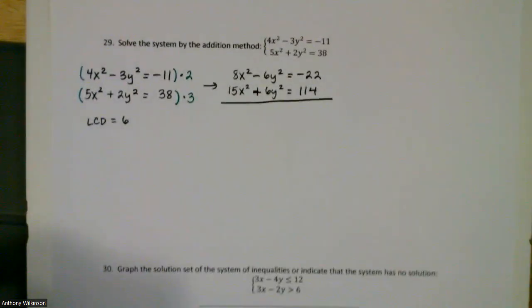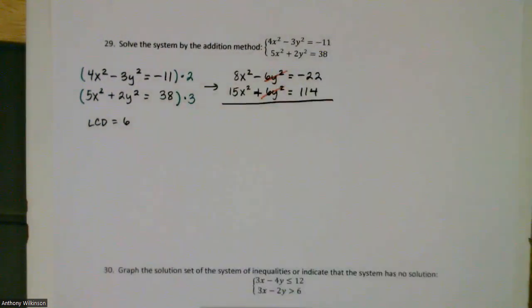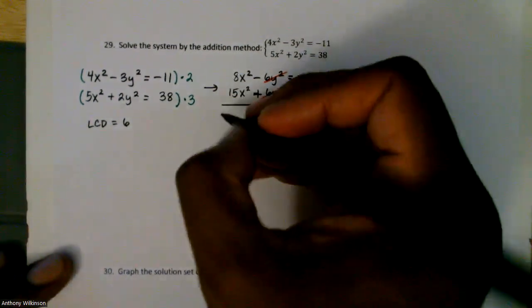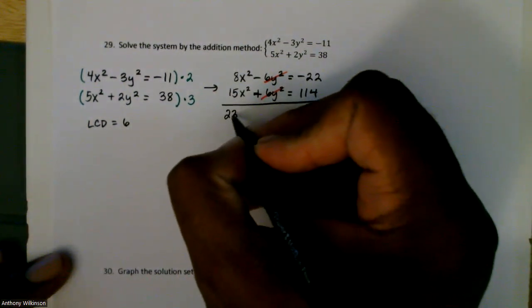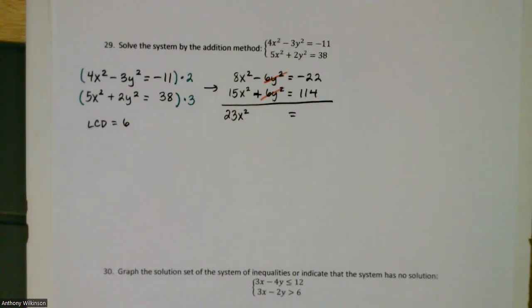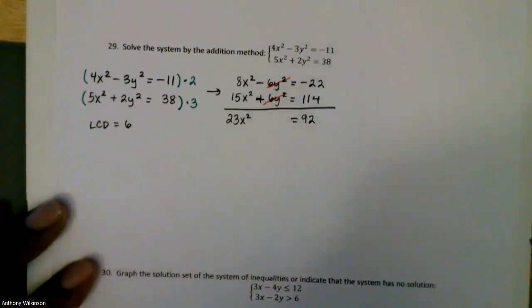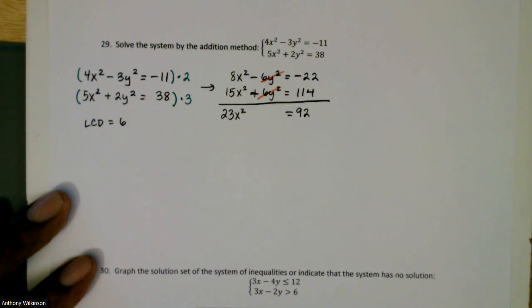Now we can add these two equations together. You're going to see the minus 6y squared and the plus 6y squared adds to 0. 8x squared plus 15x squared will be 23x squared. That's equal to, let's see, negative 22 plus 114. That's going to be 92. So I got 23x squared is equal to 92.